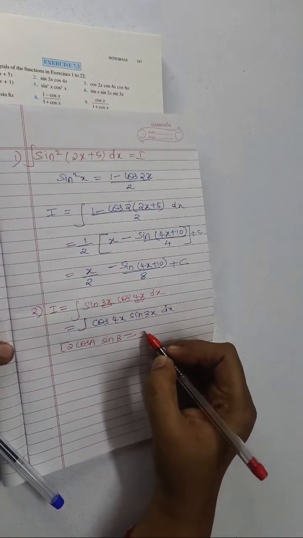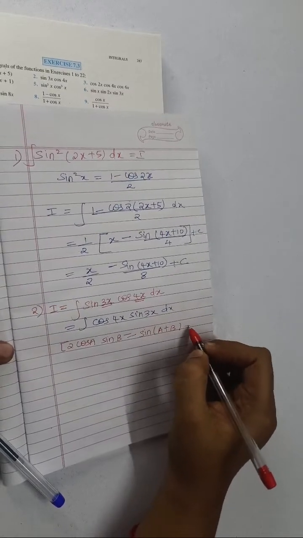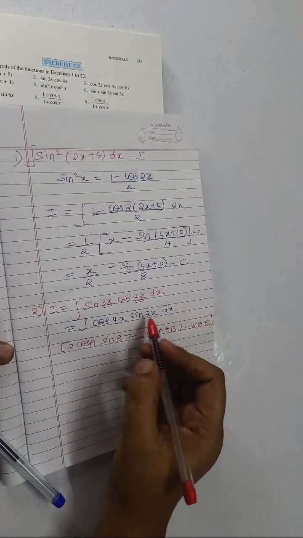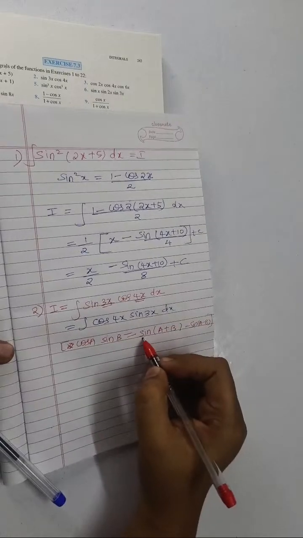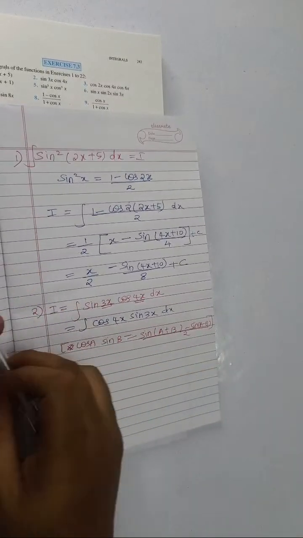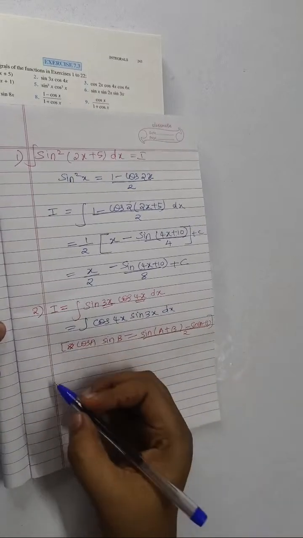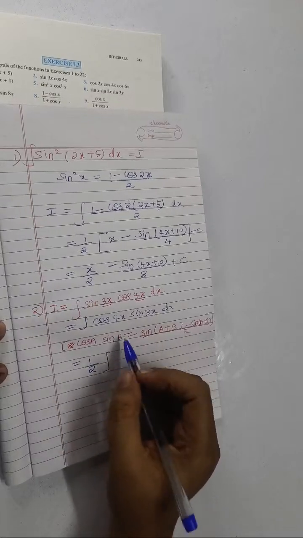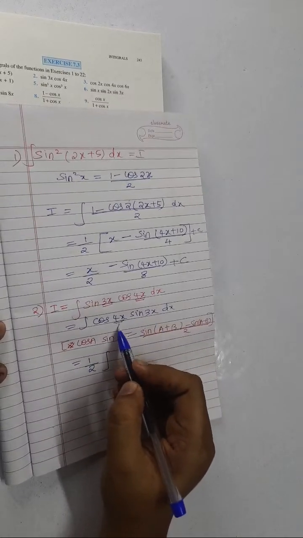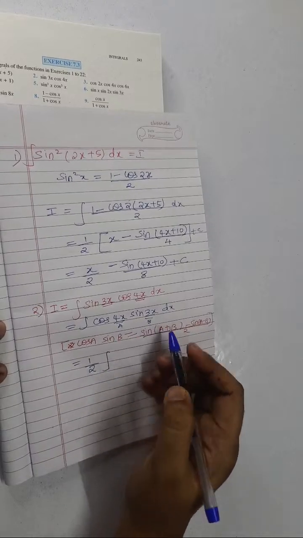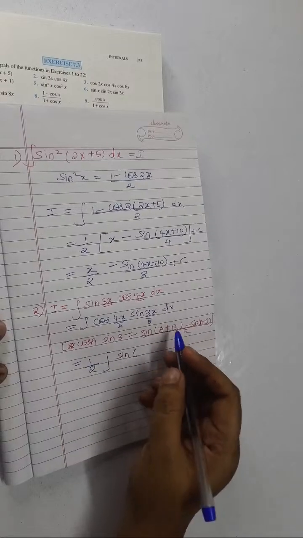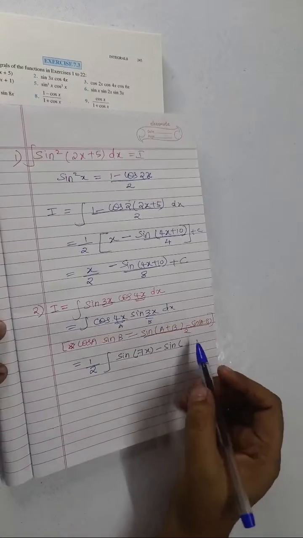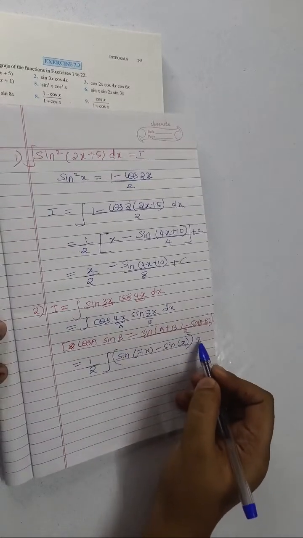And the formula is sine of (A plus B) minus sine of (A minus B). Here the 2 is missing, so take this 2 as the whole by 2 to the right side, and that 1 by 2 can be taken outside. So I can be written as 1 by 2 integral cos 4x sin 3x. That is, in place of A you have 4x, in place of B you have 3x. So that is sine of (4x plus 3x), that is 7x, minus sine of (A minus B), that is 4x minus 3x, that is x, the whole into dx.